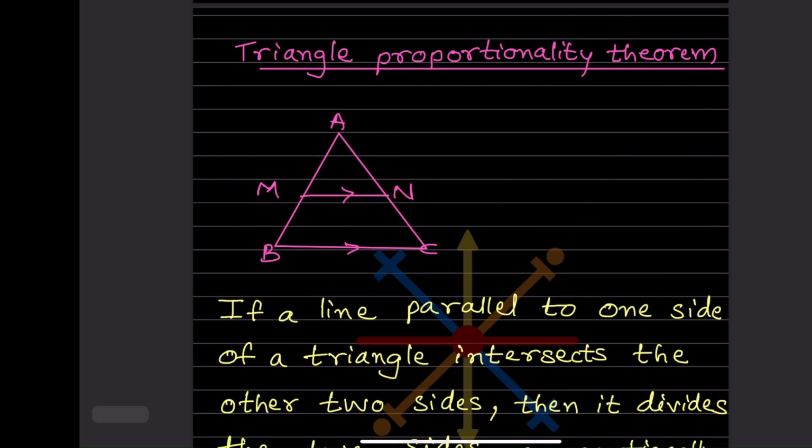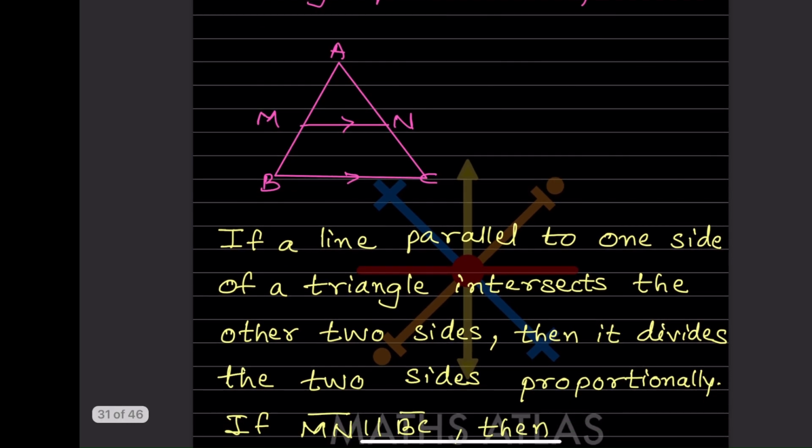Now we have to see the triangle proportionality theorem. So whenever we draw a line, these are the parallel lines. If a line parallel to one side of a triangle intersects the other two sides, then it divides these two sides proportionally.